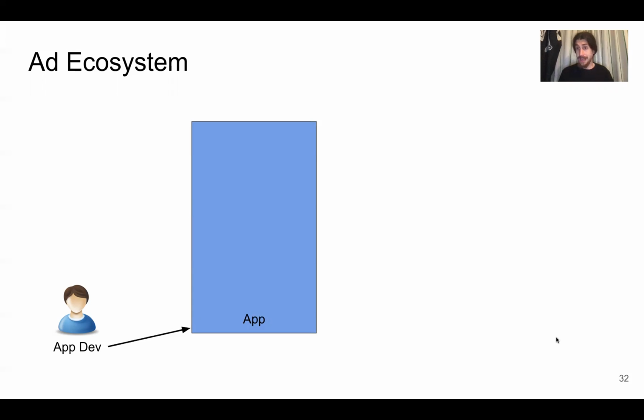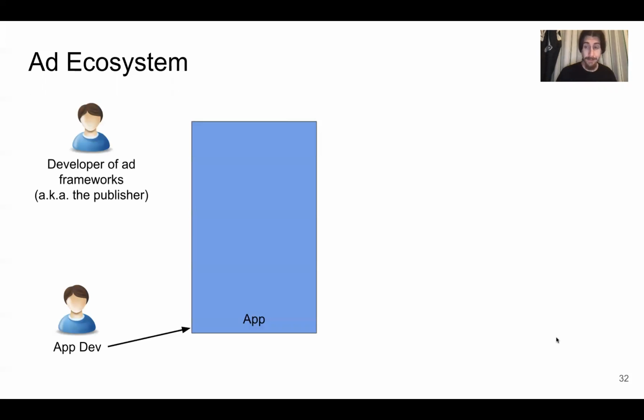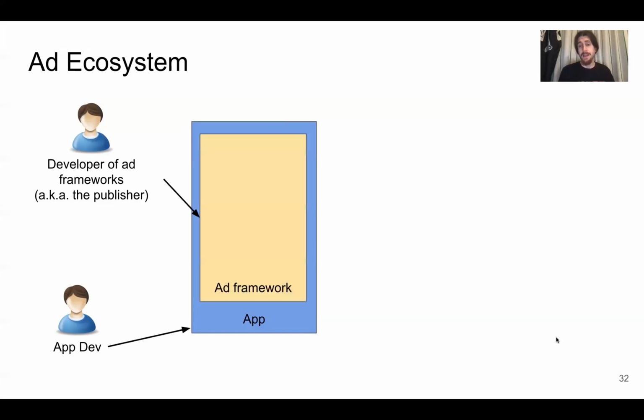And advertisement is one way of doing so. So the way it works is the following. Another entity in this ad ecosystem is the developer of the ad frameworks. Basically, there are companies that develop advertising frameworks, and these companies develop these frameworks that are supposed to be used as libraries.